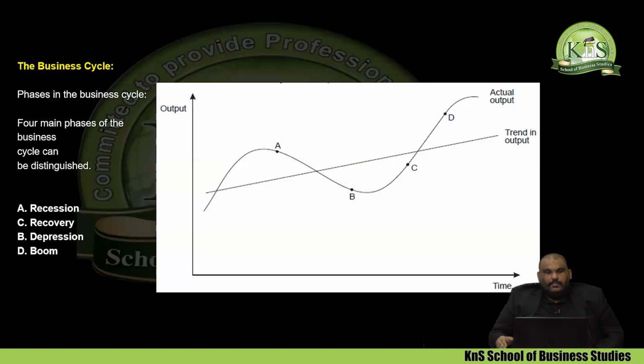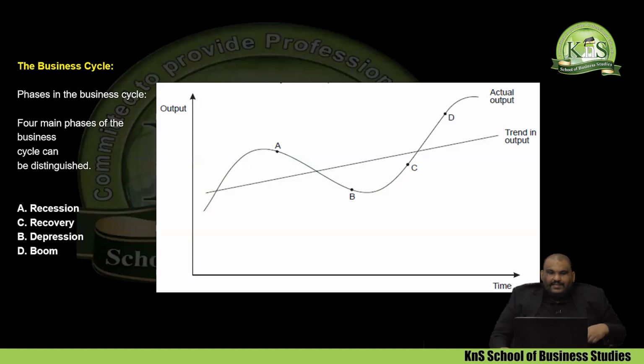Point B is called a depression or also a slump. Point B is a depression, which is a very advanced form of recession. Over here, unemployment hit record highs. There's high inflation. There is very less demand. People are not able to buy. People are not able to invest. They have very less disposable income. They're just trying to survive.